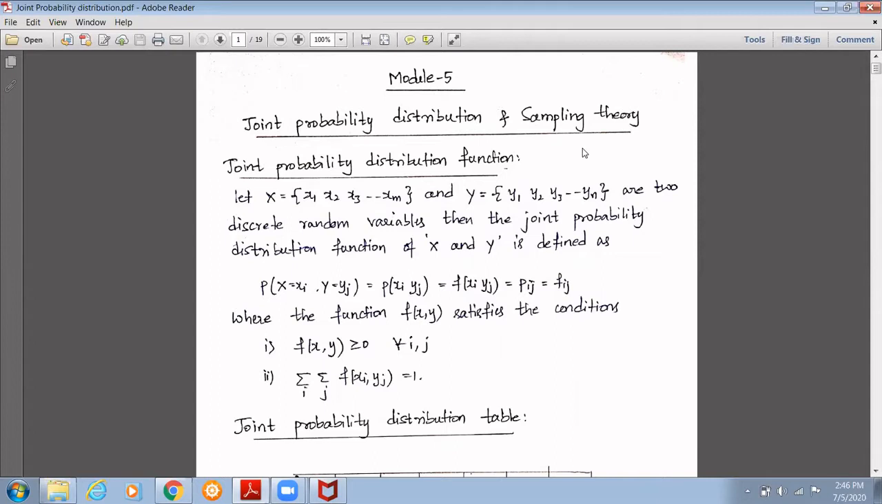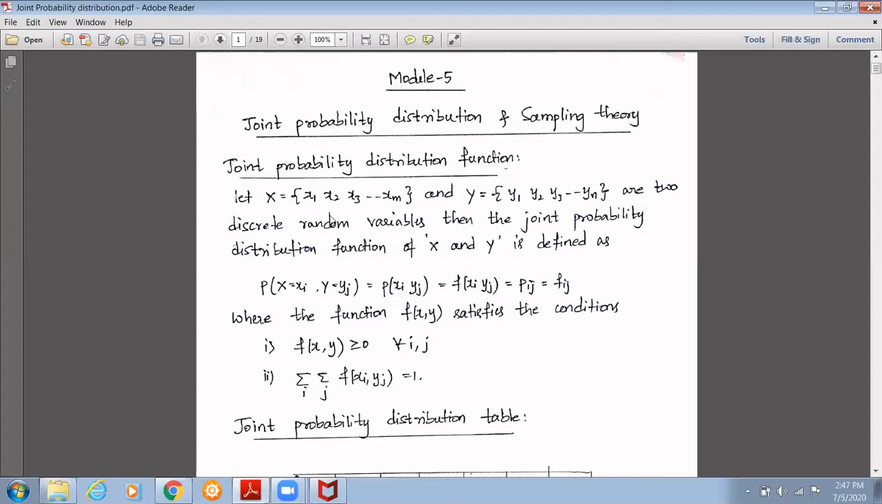Now coming to the definition of joint probability distribution, let capital X take the values x1, x2, and so on up to xm, and capital Y take the values y1, y2, y3, and so on up to yn, be two discrete random variables. Then the joint probability distribution function of x and y is defined as P of X equal to xi and Y equal to yj, or in other notation, p of xi yj or f of xi yj, where the function f of x y satisfies the condition f of xi, yj is greater than 0 for all i, j, and the double summation running over i and j of f of xi comma yj is equal to 1.